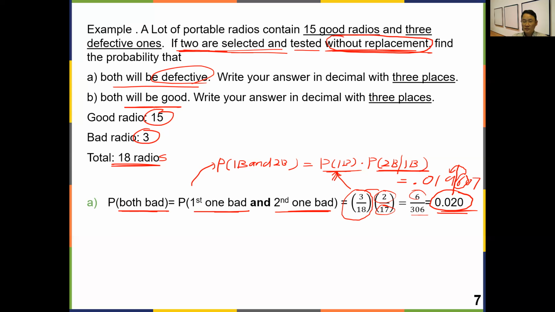Now that we know this is the case, let's try the second one. The second one said it has to be good and good. Again, let me give you a little bit of time. Now that we have A, I think it's a little bit easier for us to do B, right? So let me give you a little bit of time to try this. I urge you to try it with me.